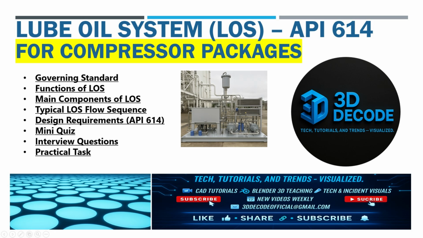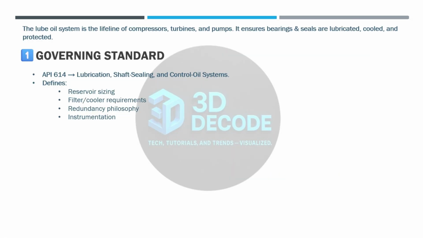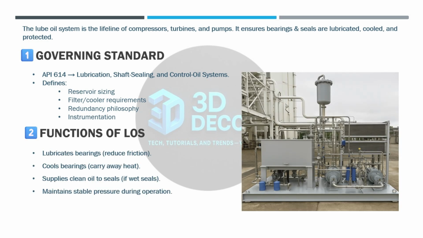Let's break it down. Governing standard. The primary standard here is API 614, which covers lubrication, shaft sealing, and control oil systems. It defines reservoir sizing, filter and cooler requirements, redundancy philosophy, and instrumentation.